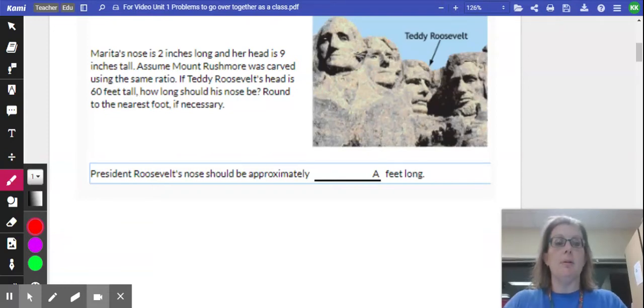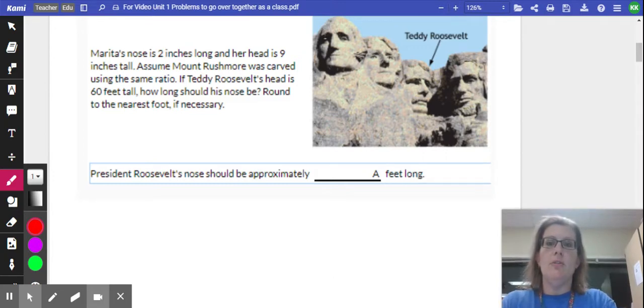Our second problem that was frequently missed was this one about Mount Rushmore. Marita's nose is 2 inches long and her head is 9 inches tall. Assume Mount Rushmore was carved using the same ratio. If Teddy Roosevelt's head is 60 feet tall, how long should his nose be, round to the nearest foot if necessary?